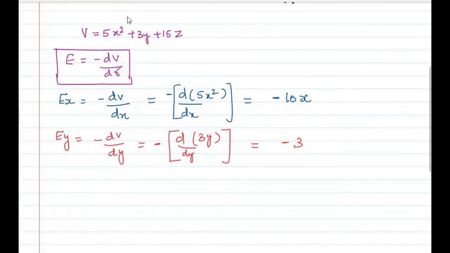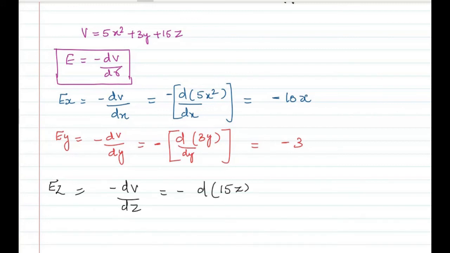Next we have to differentiate for Ez. From this equation we are taking the x quantity, y, then z. Ez is equal to minus dV by dz, which is equal to minus d of 15z divided by dz, which will be minus 15.